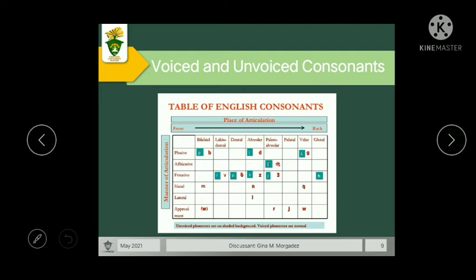So it is the same with the other phonemes in the shaded background, which are voiced. Okay.